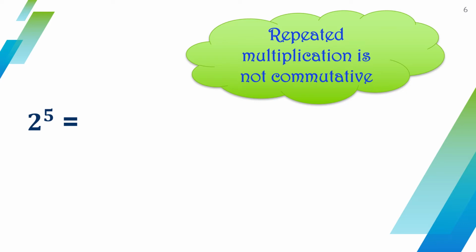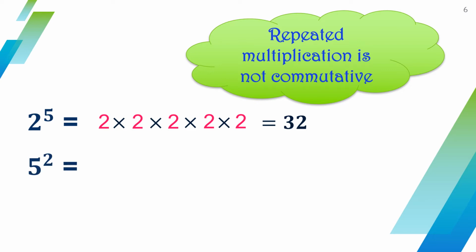Repeated multiplication is not commutative. That means 2 power 5 equals 2 times 2 times 2 times 2 times 2, which equals 32. But 5 power 2 means 5 times 5, which equals 25. So 2 power 5 is not equal to 5 power 2.